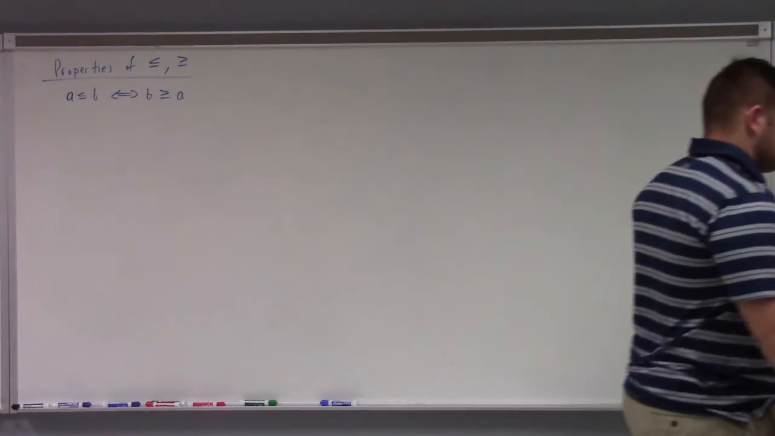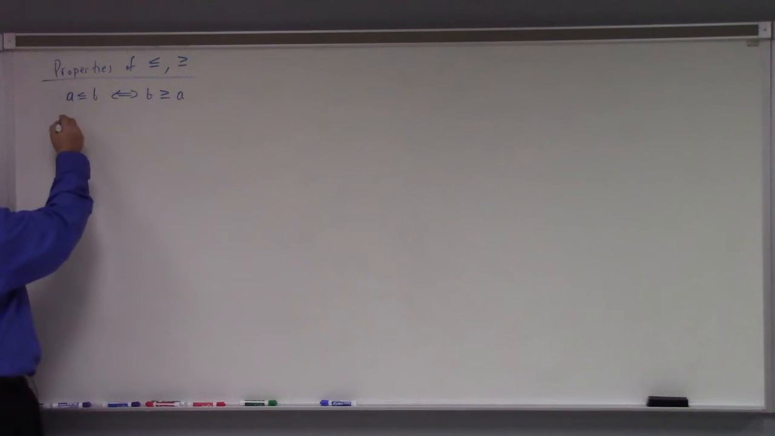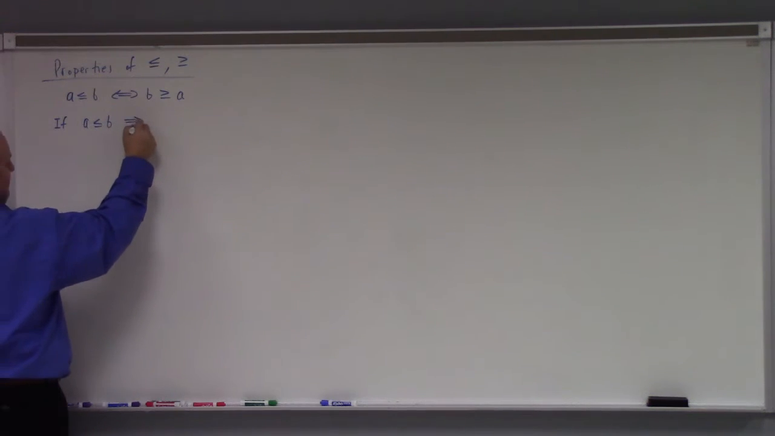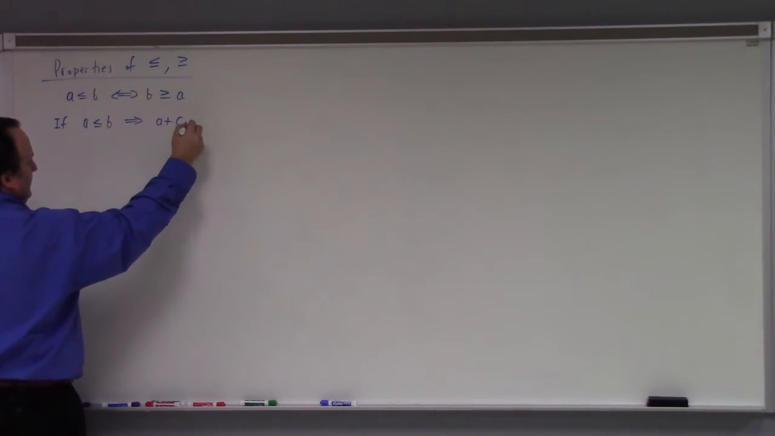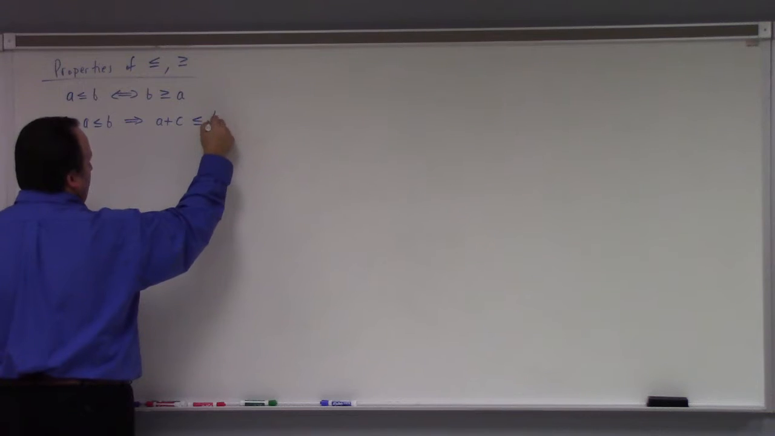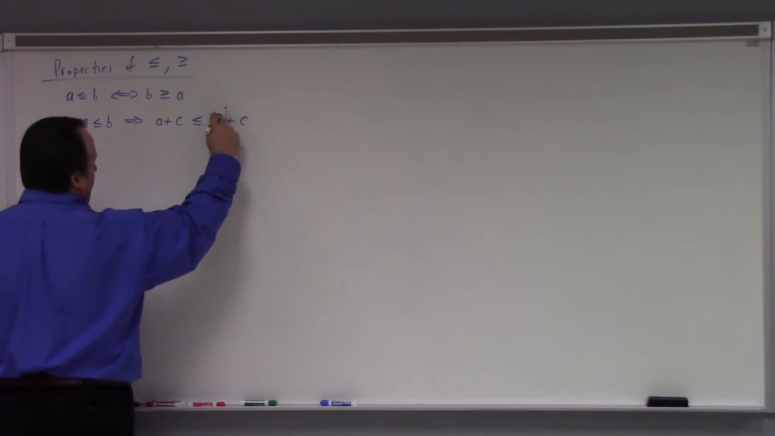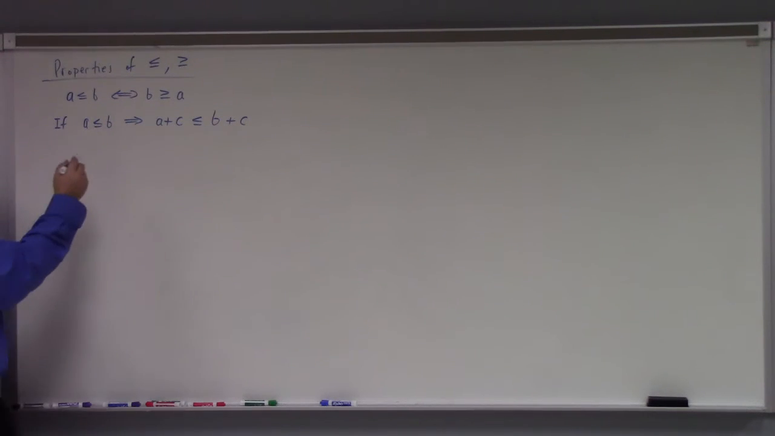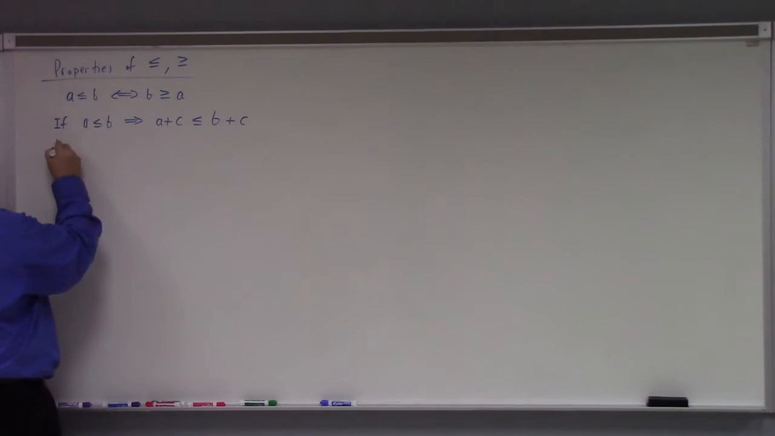Another thing we can do is that if we have, let's say, a less than or equal to b, then that implies that a plus c is less than or equal to b plus c, right? So we can add to both sides of an inequality, right? We can do that. We could also subtract, right?